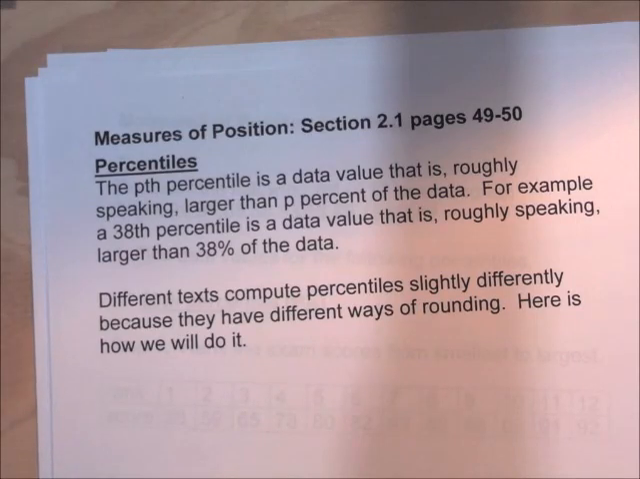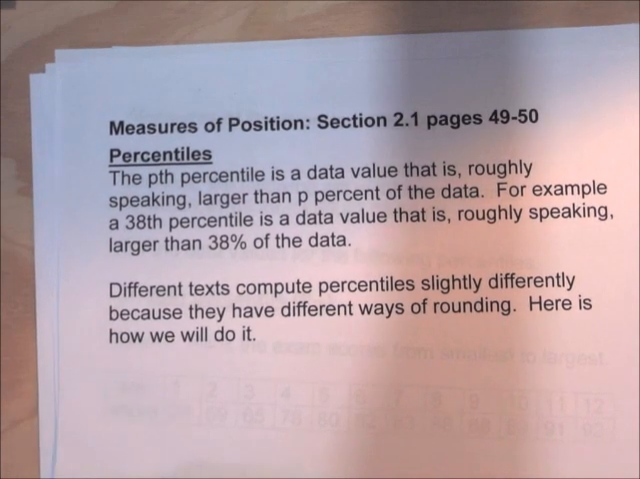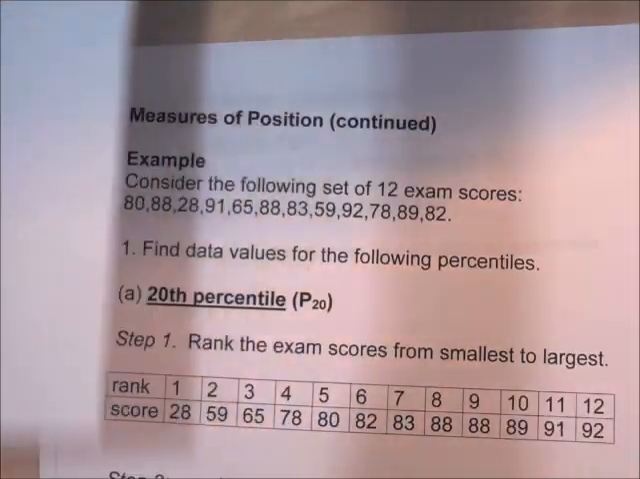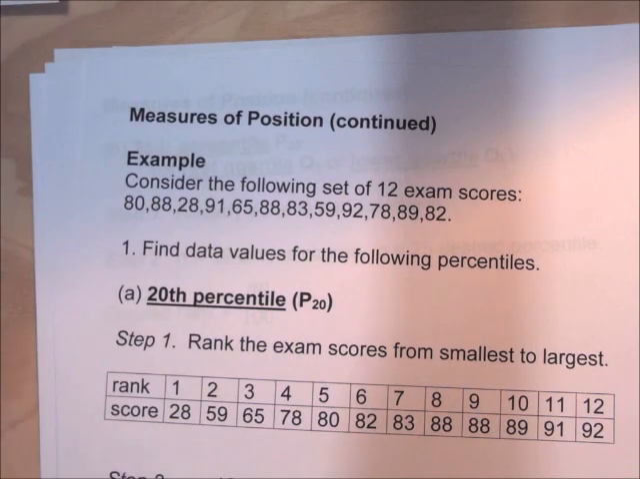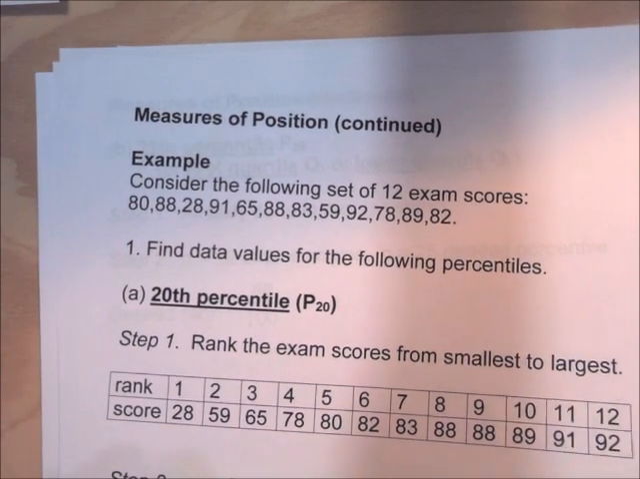Measures of position, but I'll start out with percentiles. Roughly speaking, the pth percentile is the data value that is more than p% of the data. So, for example, the 38th percentile would be the data value that is more than 38% of the data. And different books do it differently, so you may get slightly different answers depending on what method you use, but I'll go over the method that our book uses.